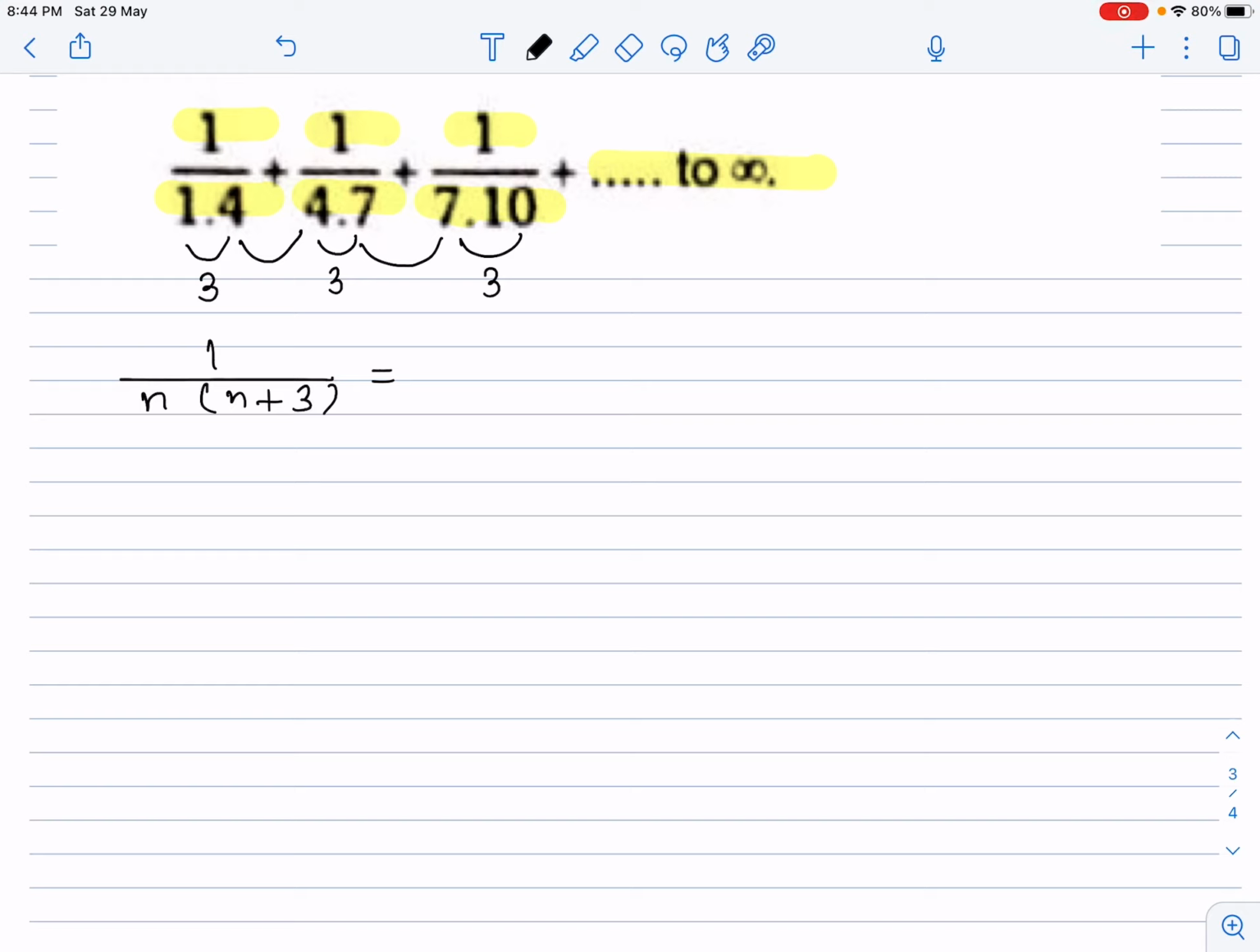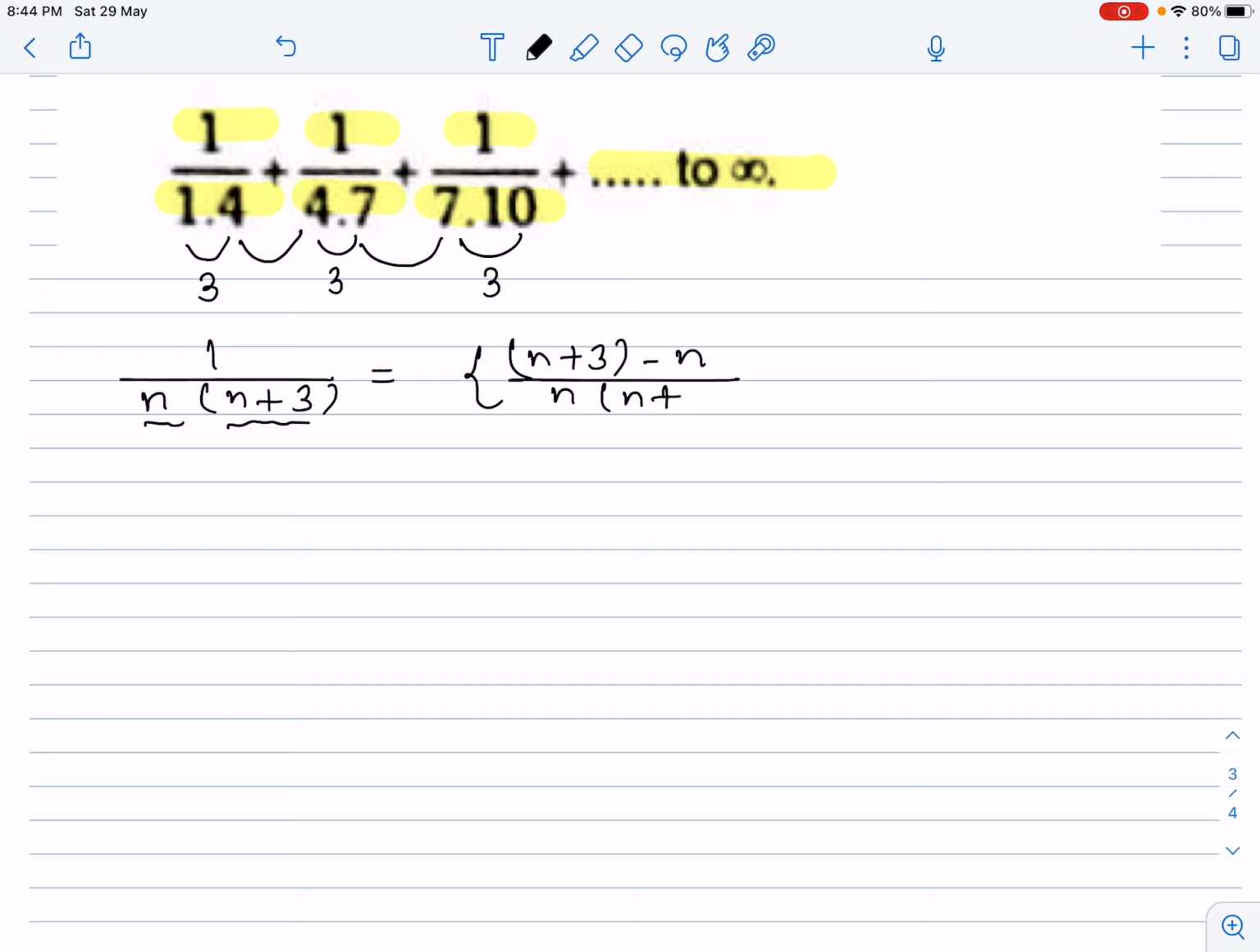So how to break it? The greater number minus the smaller number should be written in the numerator by taking numbers from the denominator. So I will write it like n plus 3 is the greater number and minus n as the smaller number, divided by n into n plus 3.